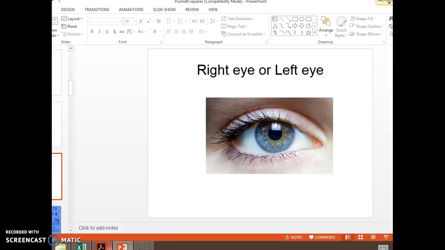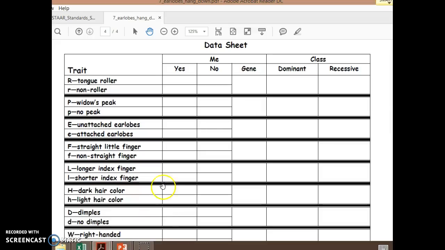Let me go ahead and go back to the worksheet. So you should have this side filled out and the gene. If you're dominant, you're big letter. If you're recessive, you're two little letters. Okay? Because that means you got one recessive trait from mom and the recessive trait from dad. Okay, then you're going to get together as a group or as a class and count how many people are dominant and recessive in each trait.